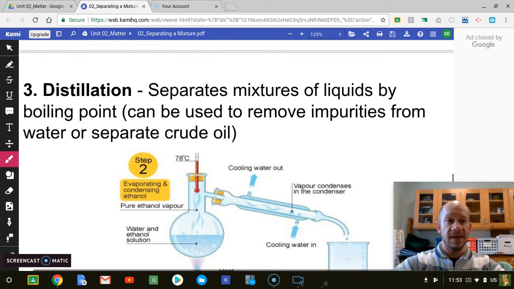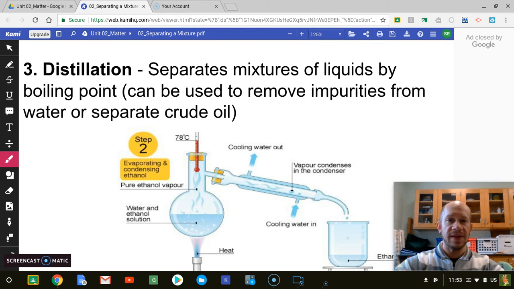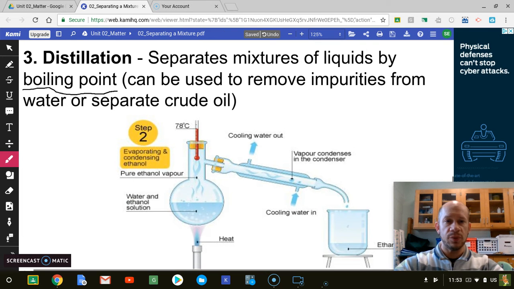Our third method is distillation. This separates mixtures of liquids by boiling point. So this is a super important thing to remember. It can be used to remove impurities from water or separate crude oil.